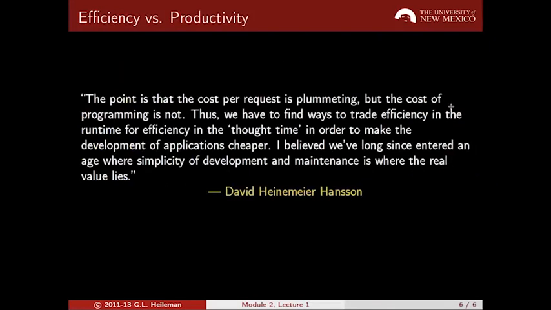Here's a quote I like that talks about this particular point. And this is actually from the inventor of Rails, David Heinemeier Hansson. He said that the whole point is that the cost per request is plummeting, but the cost of programming is not. Thus, we have to find ways to trade efficiency in the runtime for efficiency in thought time in order to make the development of applications cheaper. Now, I believe we've long since entered the age where simplicity of development and maintenance is where the real value lies. In other words, what this quote is saying is that there's a trade-off.